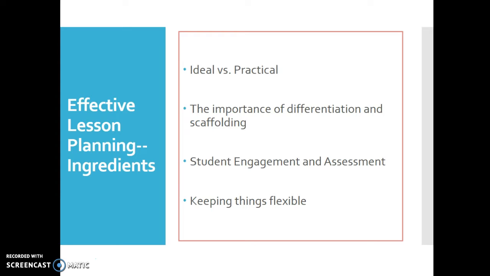This ties back to the ideal versus practical. Maybe we don't have all of the time in the world. Maybe we need to administer a summative assessment because our schools require grades. But effective lesson planning, to me, a very important ingredient is going to be maintaining some sort of fluidity, so that that allows you to discover new things that your learners might need, or even new things that they might excel at.